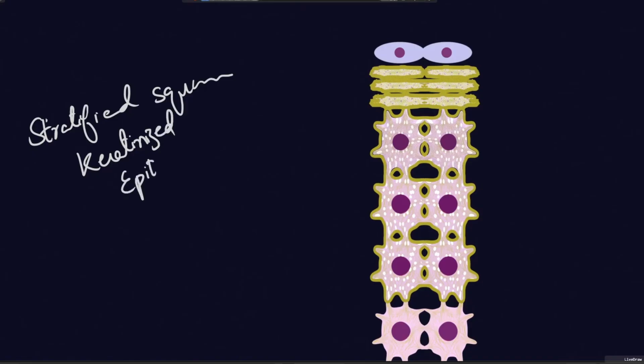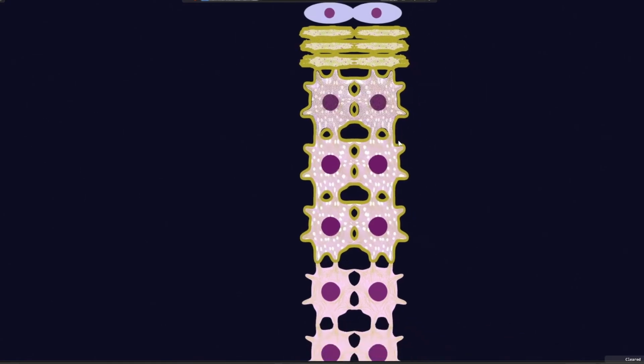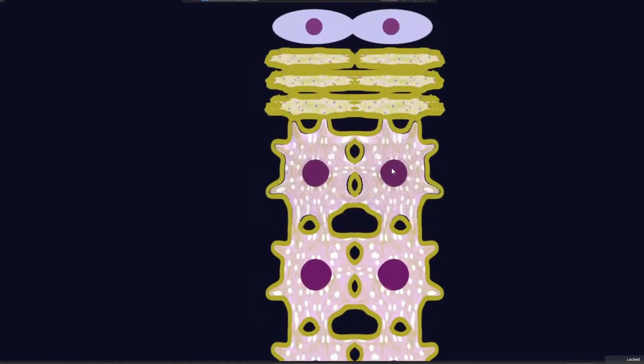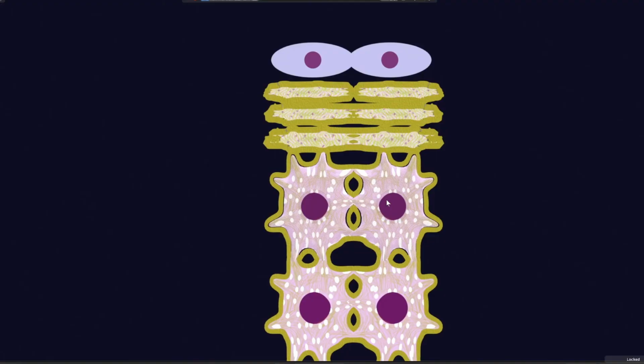Now you may be thinking why it is called stratified squamous, because we also have the cuboidal cells in the lower layers. Actually, it's a convention in histology that whenever you name a stratified layer, you have to look at the outermost layer, and the outermost layer here is squamous. So that is why it is called stratified squamous keratinized epithelium. There is non-keratinized epithelium as well, but we will not discuss that. The epidermis of our skin is basically stratified squamous keratinized epithelium.